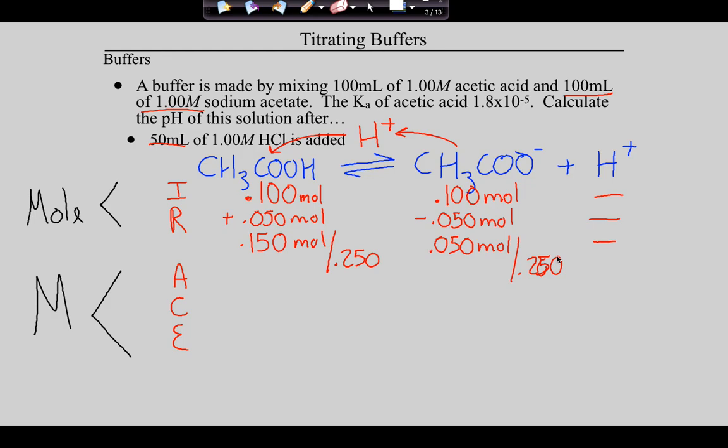So guys, that gives us 0.15 divided by 0.25. So really 0.60? Oh, that doesn't seem right. Is that right? All right. So 0.600. What are our units now? Molar. And then 0.05 divided by 0.25 is 0.200 molar.